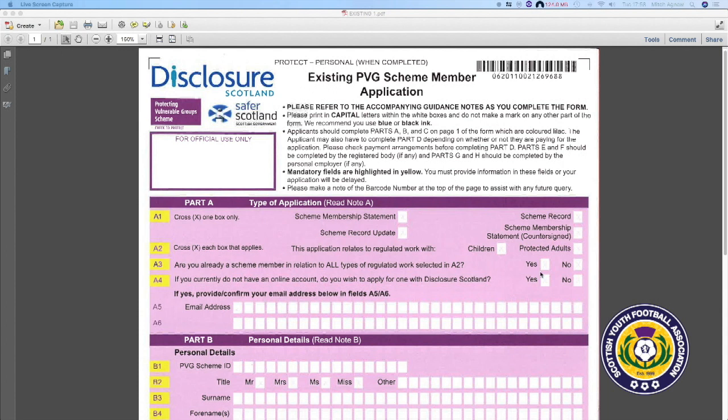Are you already a member of the scheme and related to work in A2? The answer would be yes, which is why we are doing the existing form. And the answer to A4 would be no. So we would be scheme record update, children, yes and no. If the person who's filling in this form is also the first aider, they will fill in protected adults as well. Additional signatories, please note it is only the applicant that can tick this box.